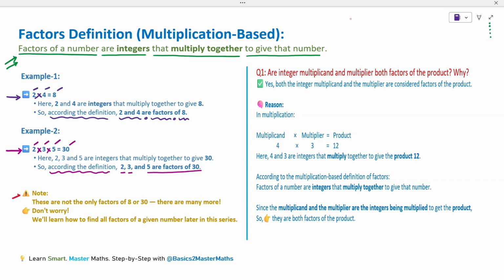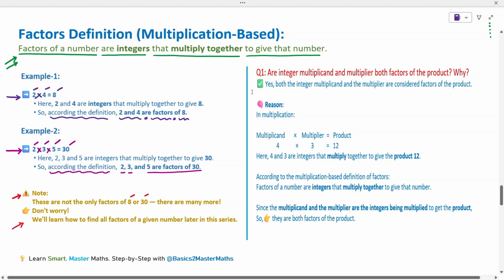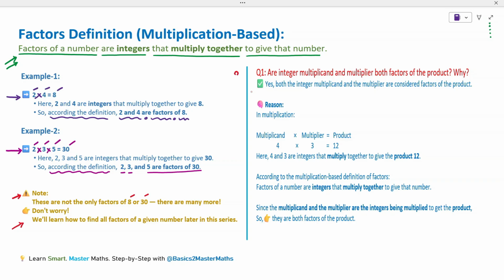But remember, these are not the only factors of 8 or 30. There are many more. Don't worry, we will discuss how to find all factors of a given number later in this series. No worries, we will discuss this question later in this chapter.